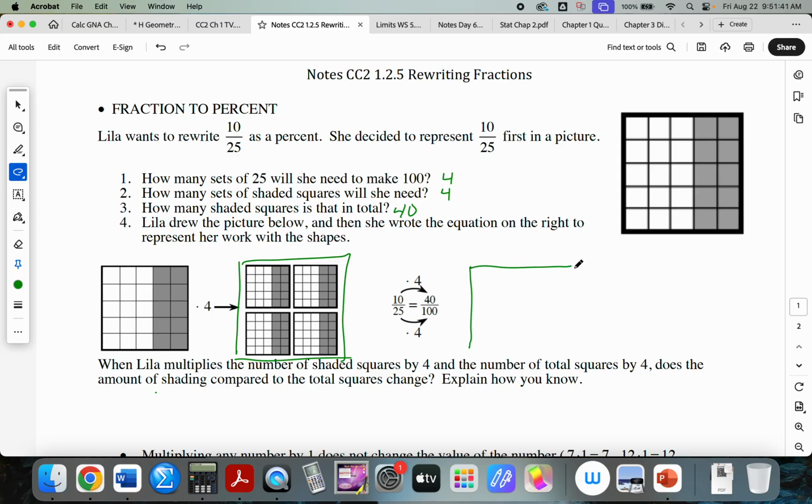Maybe it would be helpful to think about if we stacked those two together and stacked those two together, it would look like that, right? Is this the same part of the square as this is a part of the square? Yeah. So does the amount of shading change? No, the amount of shading didn't change. We have shaded the same fraction of the square that we did before.